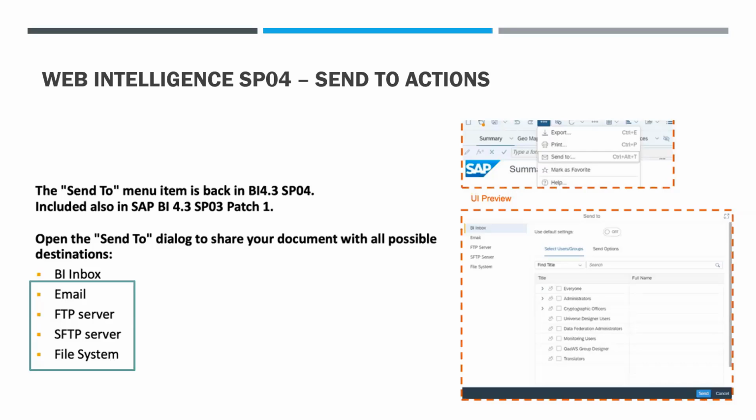Okay. Let's see. The send to options: in SP3, we only had send to via inbox, and now they added email, FTP, SFTP, and file system. So they're just bringing it up to speed with what we had in 4.2.